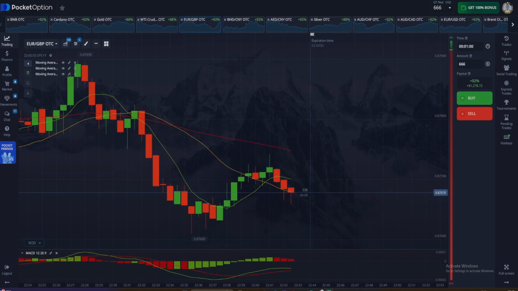Today, I'll be trading on Pocket Option with a starting balance of $666, applying the compounding strategy. This is not just about placing random trades. I will break down the process step by step, showing you how to read the market, when to enter, and how to manage risk so this account can grow consistently.